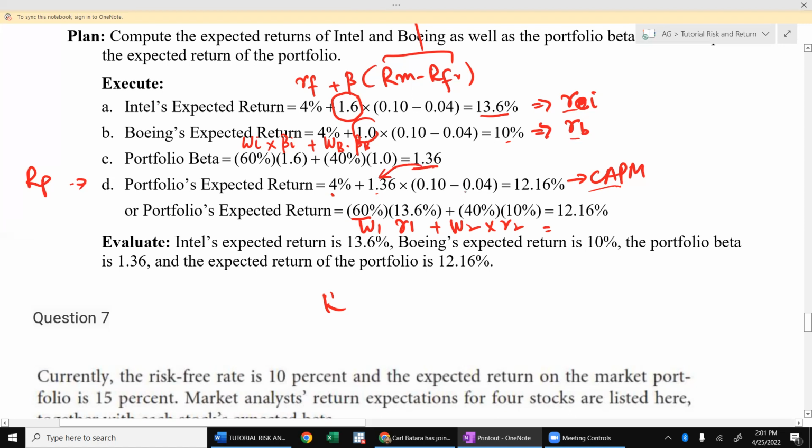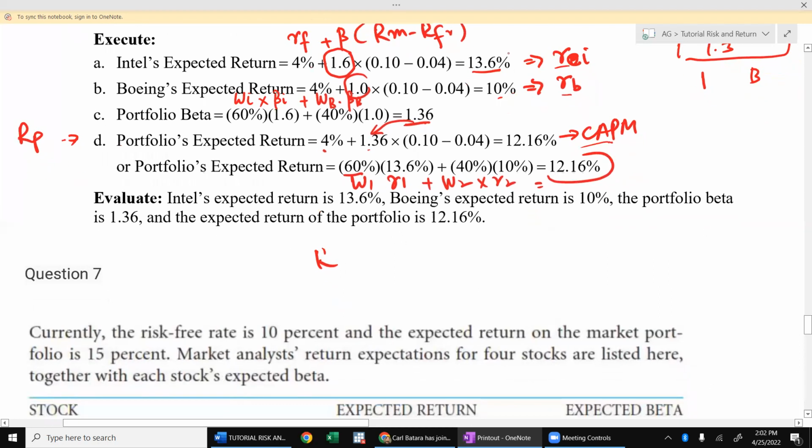And you will see here as well, the beta of Intel is 1.6 and the beta of Boeing is 1, but the beta of the portfolio is 1.36, in between, right? You will see that. And also you see that the return will also be in between because Intel has the highest return, that is 13.6%, and Boeing has the lowest return, that is 10%. So the answer for the portfolio will always be in between the two assets. Okay.